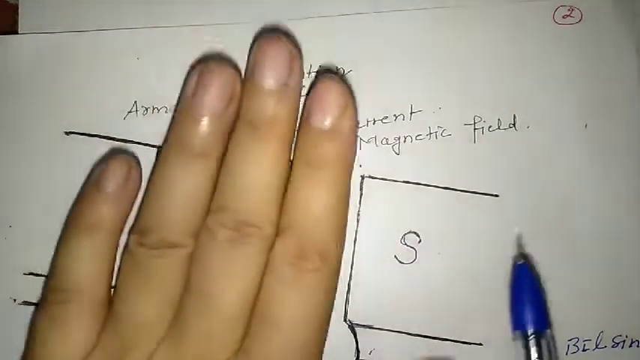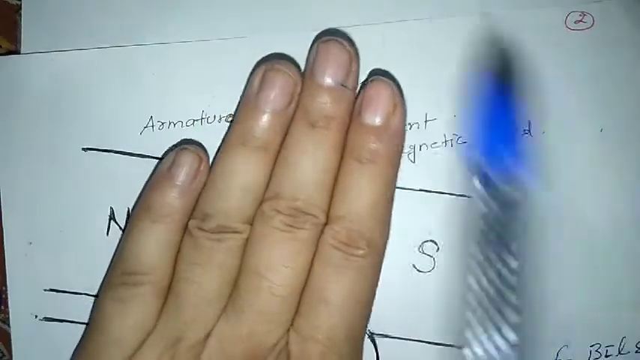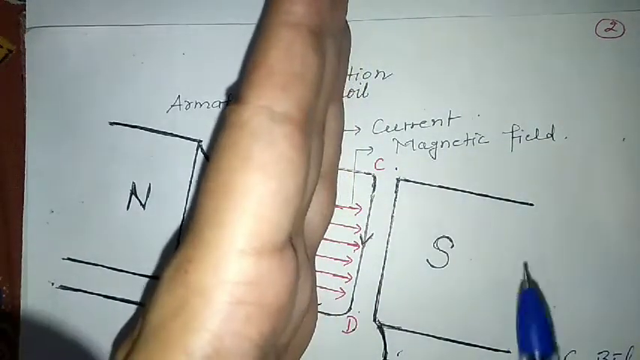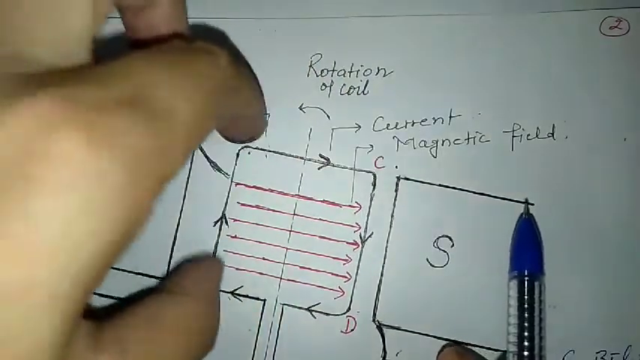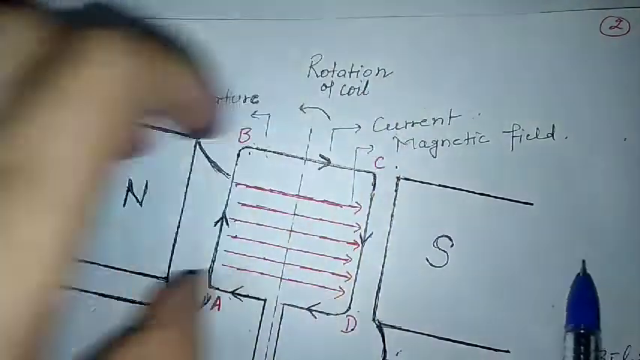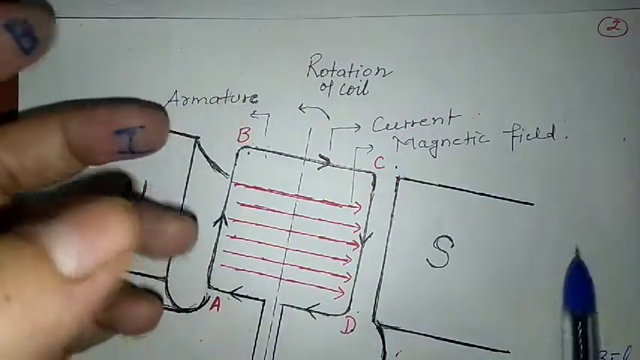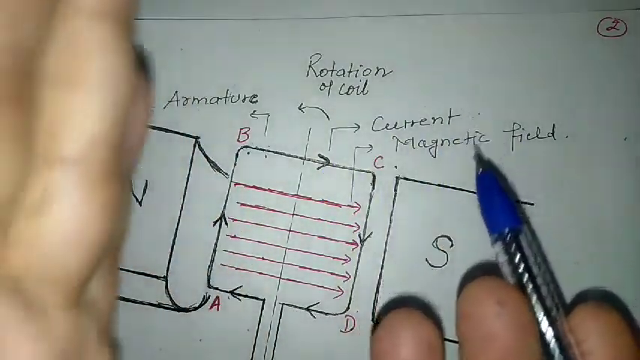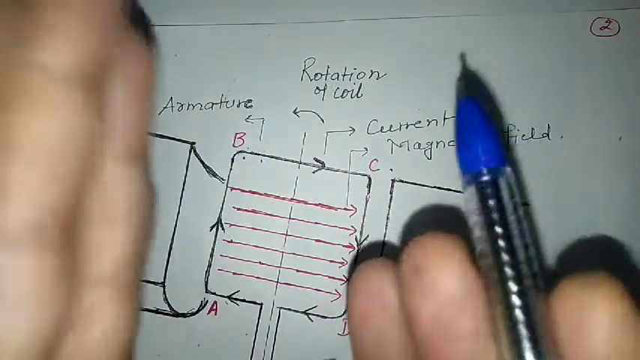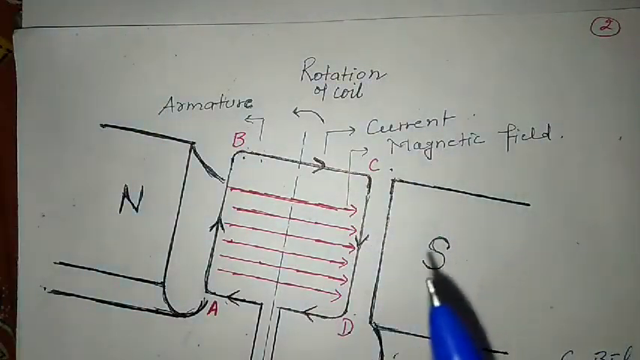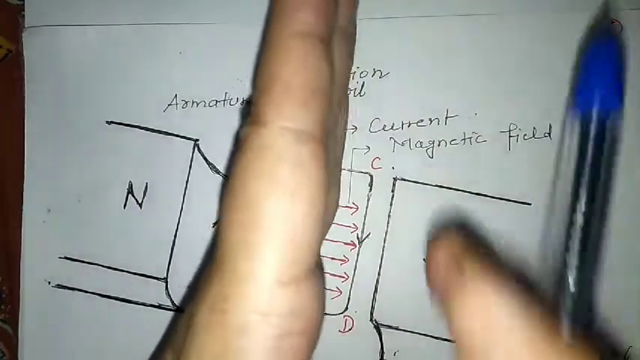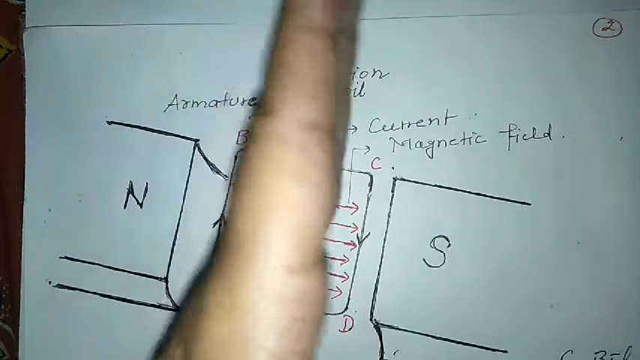So if the coil is like this, suppose this is arm AB and this is arm CD, it will rotate like this. One force is applied here, another force is applied here, the magnitude is the same but the direction is opposite. So a couple is applied here. This will go down, this will come up. Now what will happen? As CD comes up and AB goes down, then what will happen?